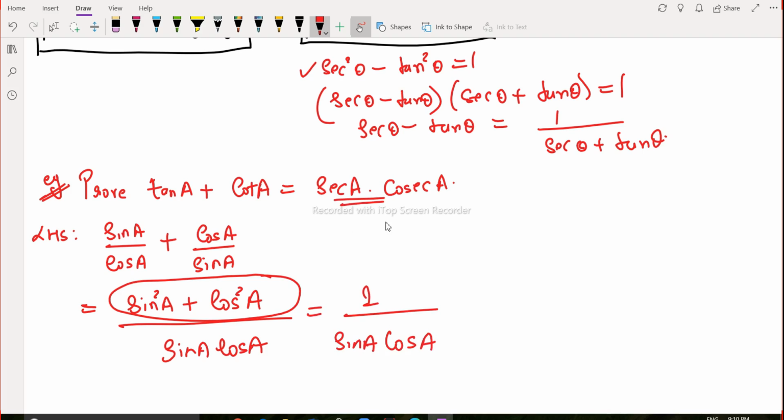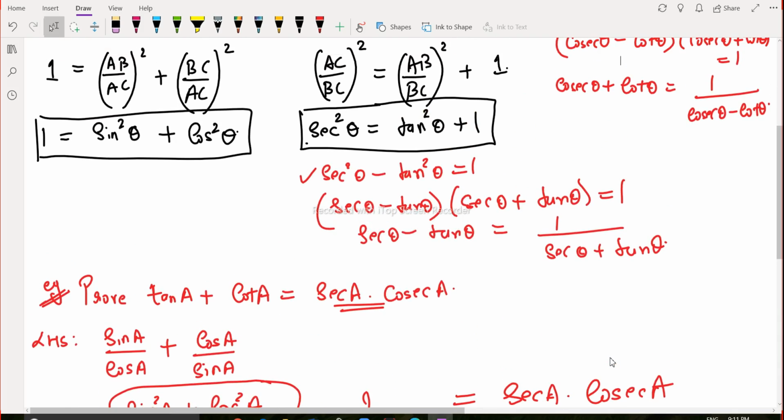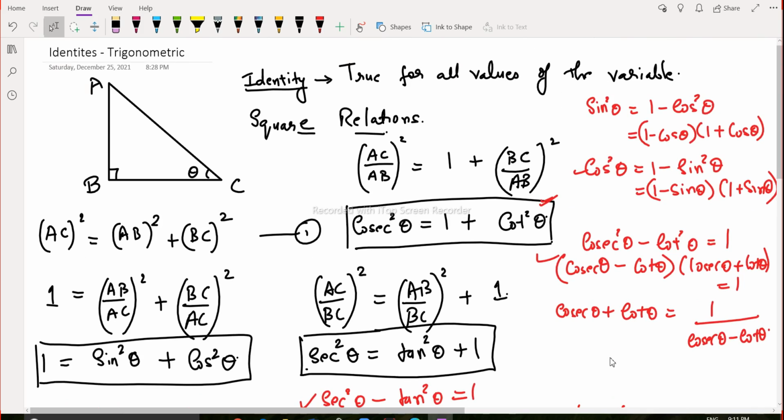And we need this as the answer. So 1 upon sine is cosec, 1 upon cos is sec. So I can write this as sec A into cosec A, which is our right hand side. This way we can use the identities. We don't need to memorize any of them. We can just derive them using Pythagoras theorem, and you can just play around with these identities in the sums. In the next lecture, we'll see in detail the questions which involve trigonometric identities.